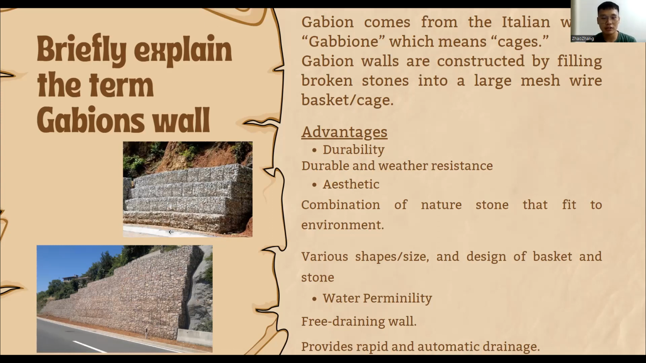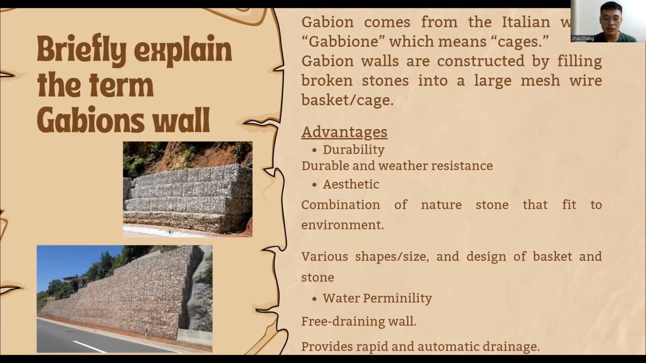The advantage of Gabian's wall is durability. It is durable and weather resistant, so it can be long lasting. The second advantage is aesthetics. It provides an aesthetic appearance with a combination of natural stone that fits the environment. It also provides various shapes and sizes and designs of basket and stone.